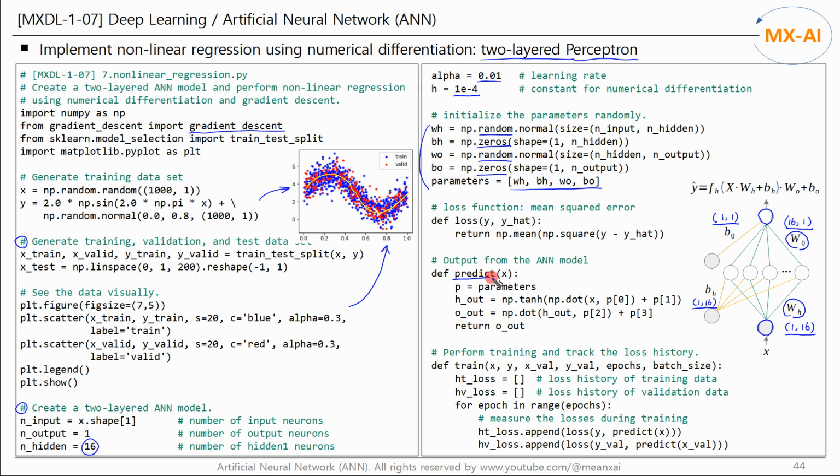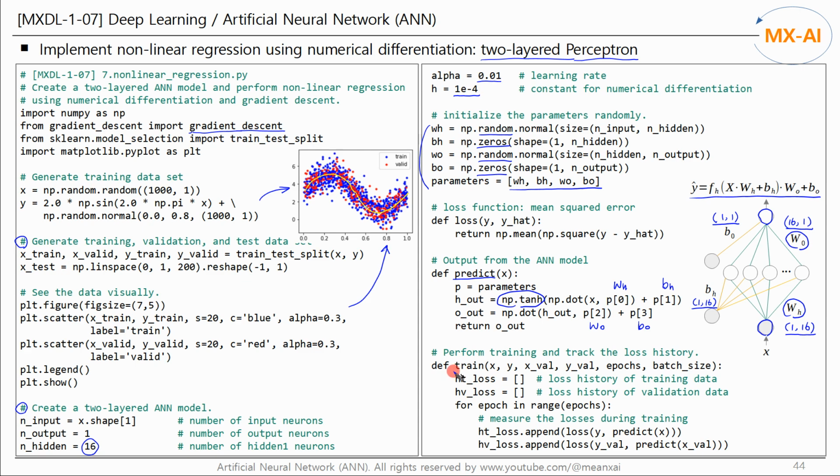Next, we write a function that computes the output of this neural network. This is the prediction process. The output of this neural network is calculated by this formula. P0 is the matrix WH, and P1 is the matrix BH. P2 is the matrix WO, and P3 is the matrix BO. We used a hyperbolic tangent activation function in the hidden layer. In this case, we use this because it performs better than using ReLU.